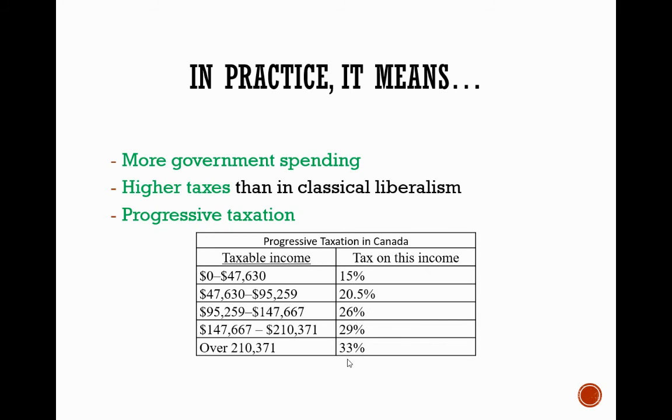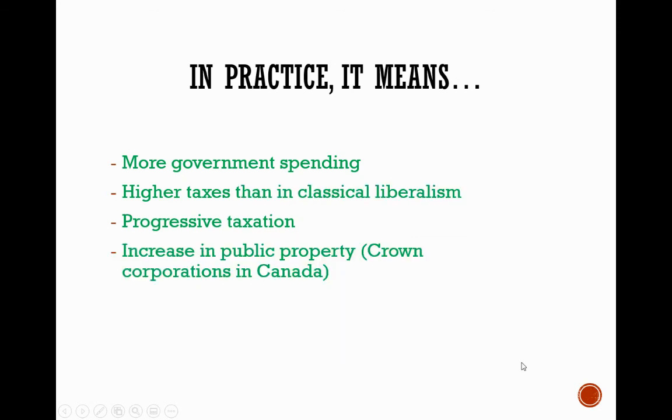So that means the more money you make, the more money you have to give to the government at a higher percentage. This is called progressive taxation. Okay, so this also includes an increase in public property. So crown corporations are what we call them in Canada. So these are government-owned businesses, and we have more of these in modern liberal countries than we did in classical liberal countries.